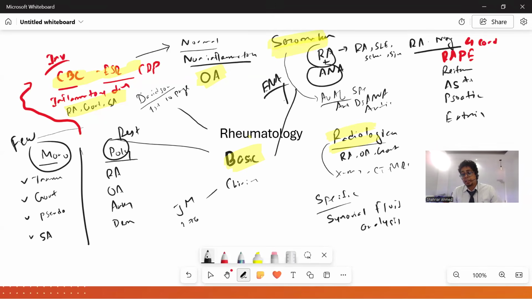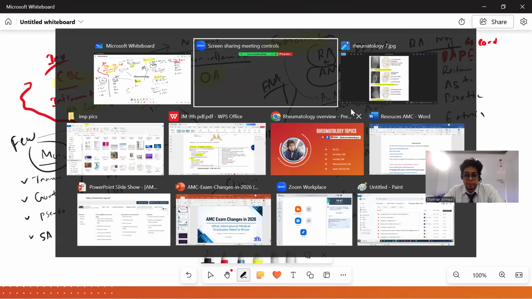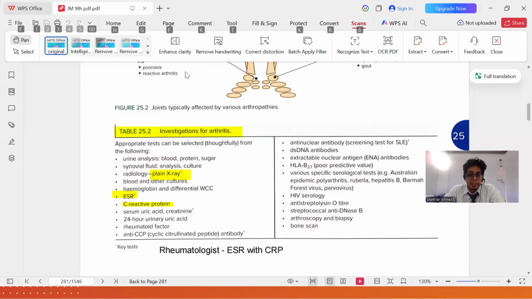Gouty, and also especially septic arthritis, you see so many polymorphs, especially in septic. Then of course there is rheumatoid arthritis and others. Okay, is it clear? These are some of the basics. Last but not the least, let's see what we have gone through.